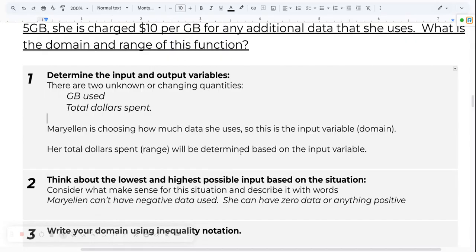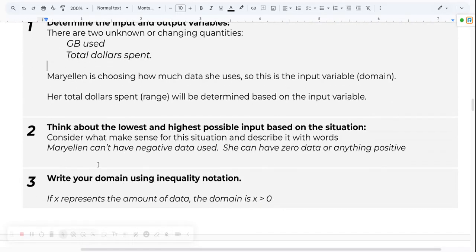The domain will be the number of gigabytes of data. The range will be the number of dollars spent. Now let's think about what actually makes sense. So Mary Ellen can use as much data as she wants, but she can't use a negative amount of data. A negative number would not be part of the domain. It does not make sense in this situation. So we can say 0 and anything positive. And what about the range?